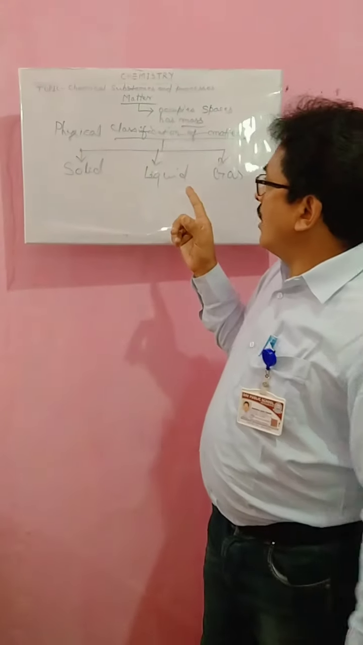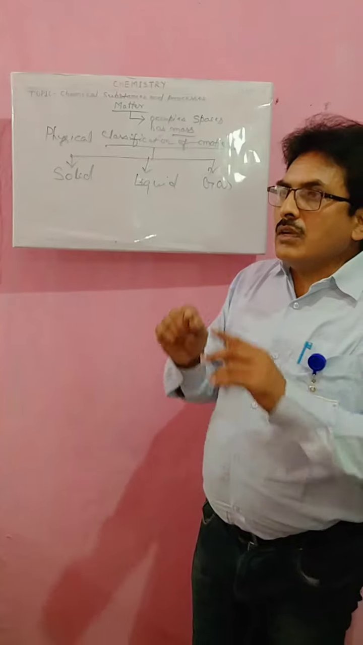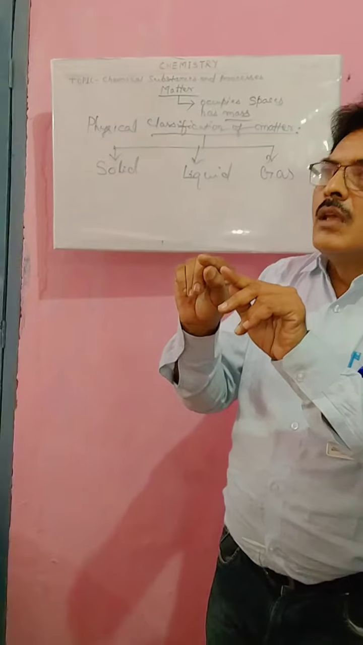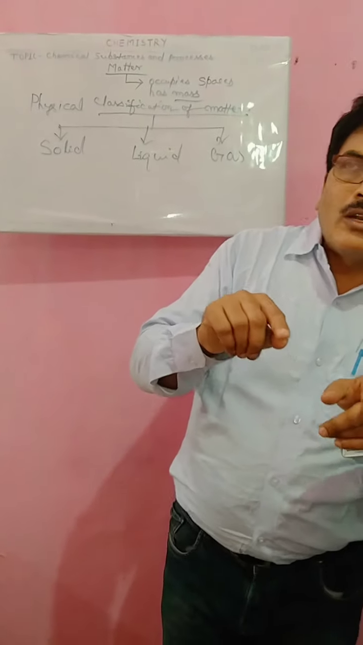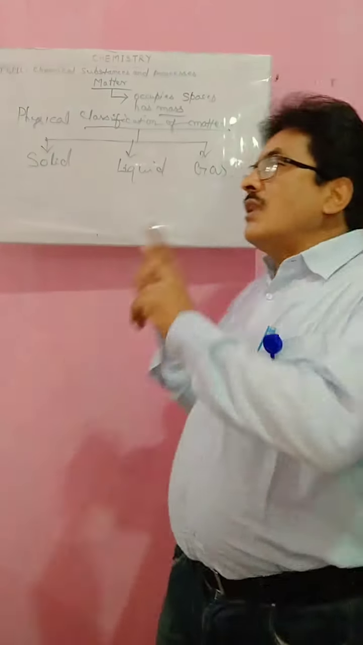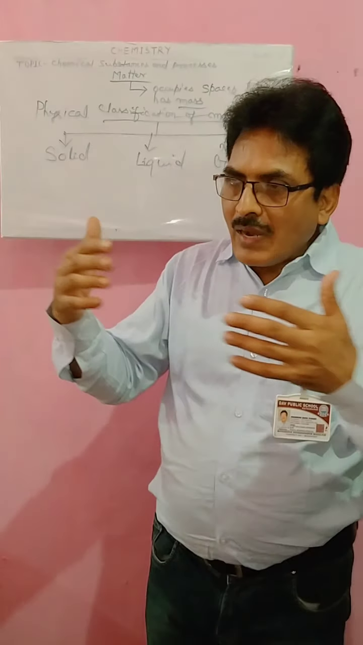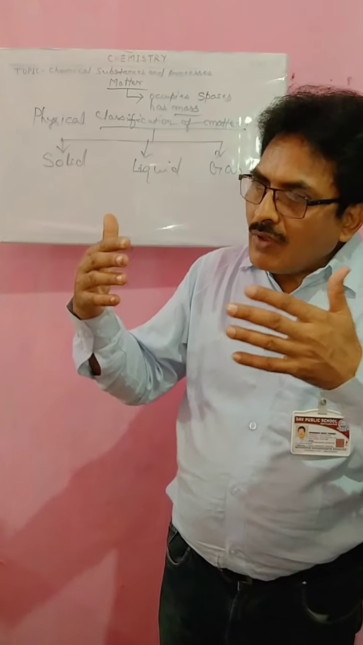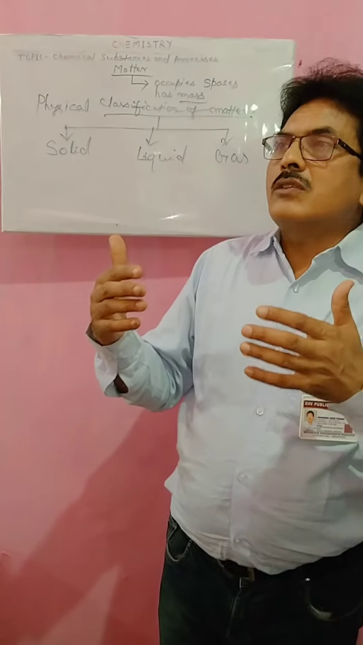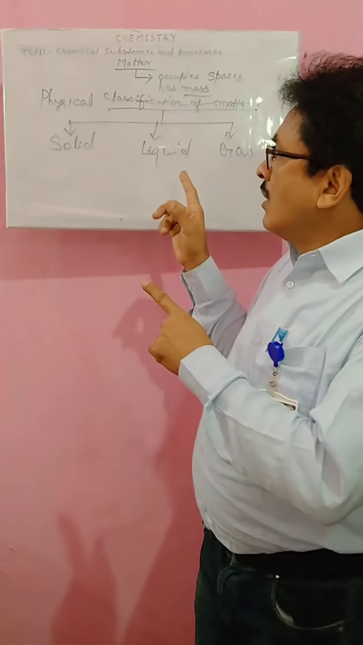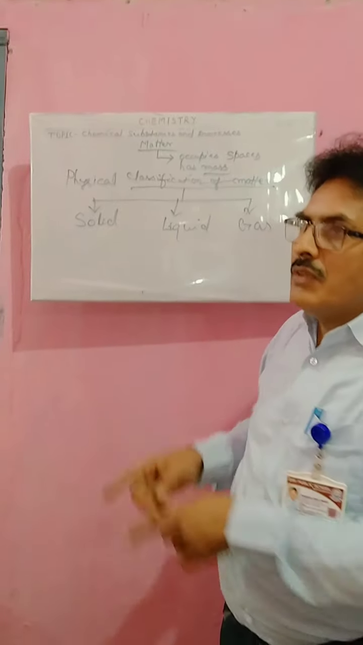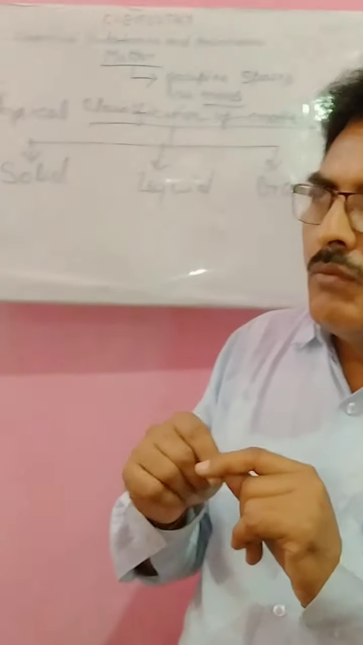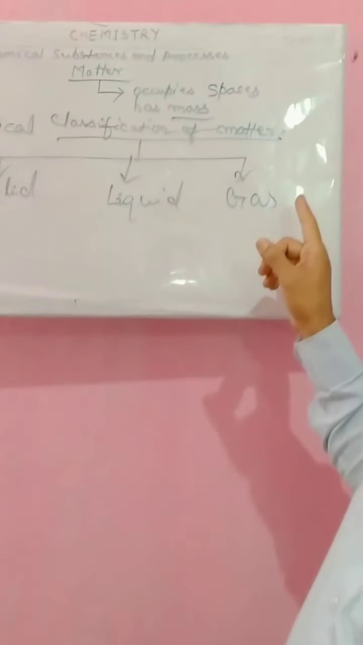And if you talk about liquid, if you take two particles of liquid, there is more space between the particles than in solid, and less space than in gases. And there is a force of attraction between the particles of liquid, but it is less than in solid. So the liquid has no fixed shape but has a fixed volume, right? And now about gas.